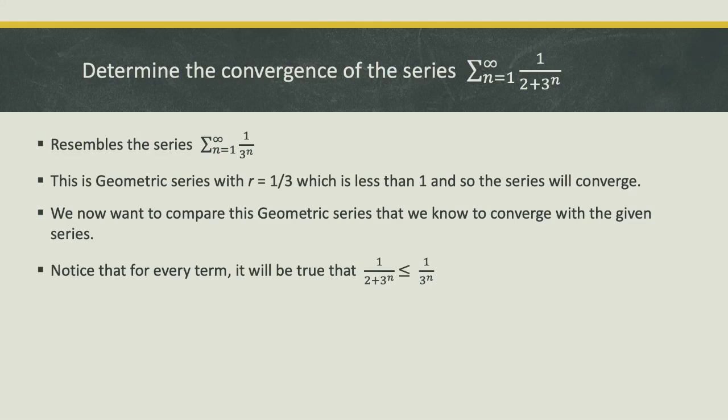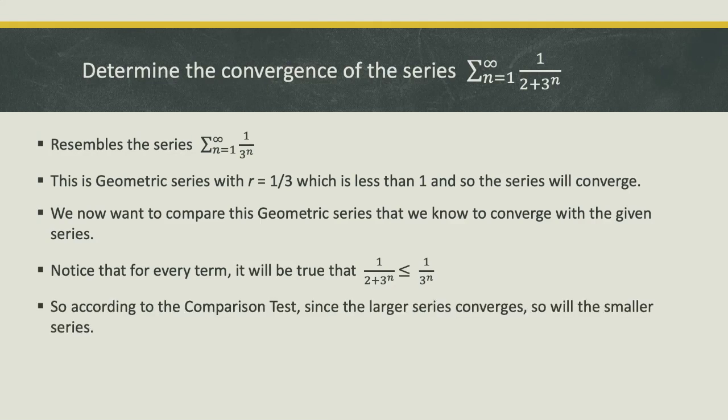So think about where we are now with the comparison test. We have just shown that 1 over 3 to the n, that's the larger series, and we know that series converges because it's a geometric series. So according to the comparison test, since that larger series converges, the smaller series is also going to converge. Therefore, we can conclude that the summation as n goes 1 to infinity of 1 over 2 plus 3 to the n is going to converge.